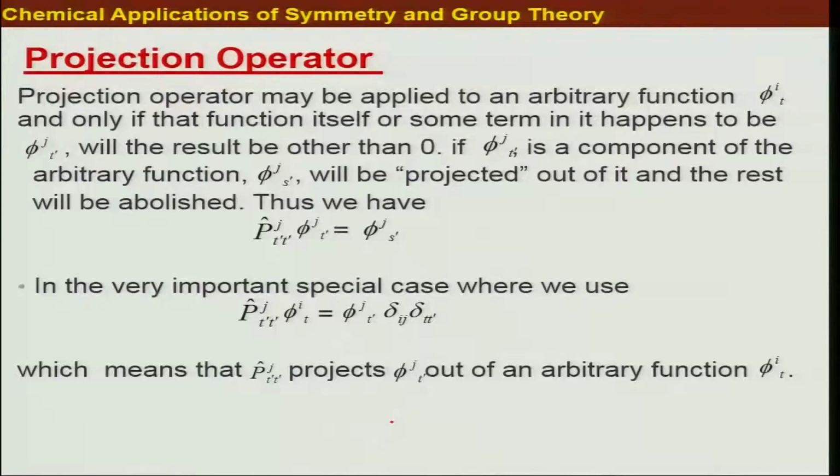So, we know by now that the projection operator may be applied to an arbitrary function, say phi t, and only if that function itself or some term in it happens to be phi t prime, the result will be non-zero. If phi t prime is a component of the arbitrary function phi s prime, that will be projected out of it and the rest will be abolished. So, we have this as a special case where we talk about the projection operator involving only the diagonal elements of the representations. So, t prime is a diagonal element, right.